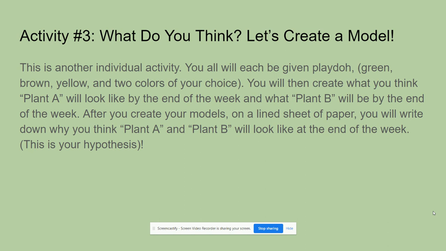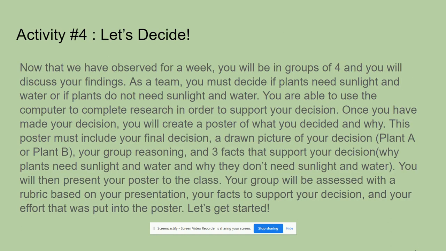And after they create their models, they will be given a lined sheet of paper and they will write down why they think plant A and plant B will look like that at the end of the week, which is also their hypothesis. The last activity is let's decide.